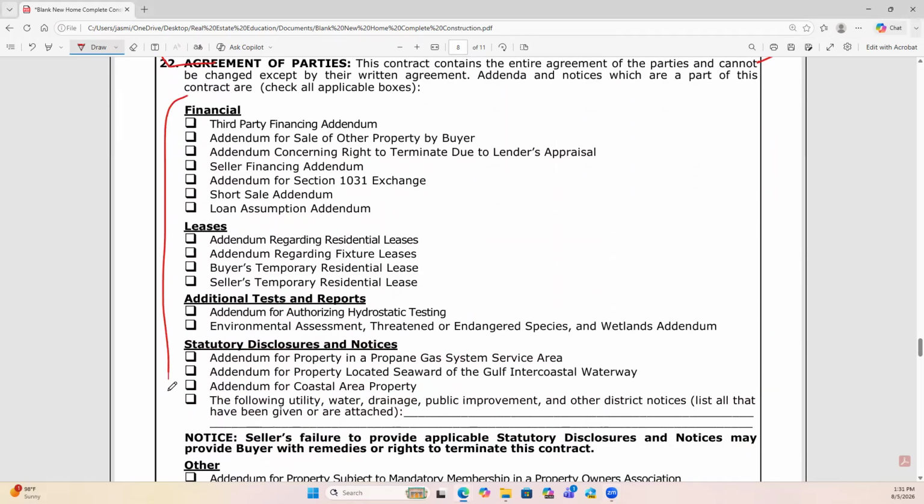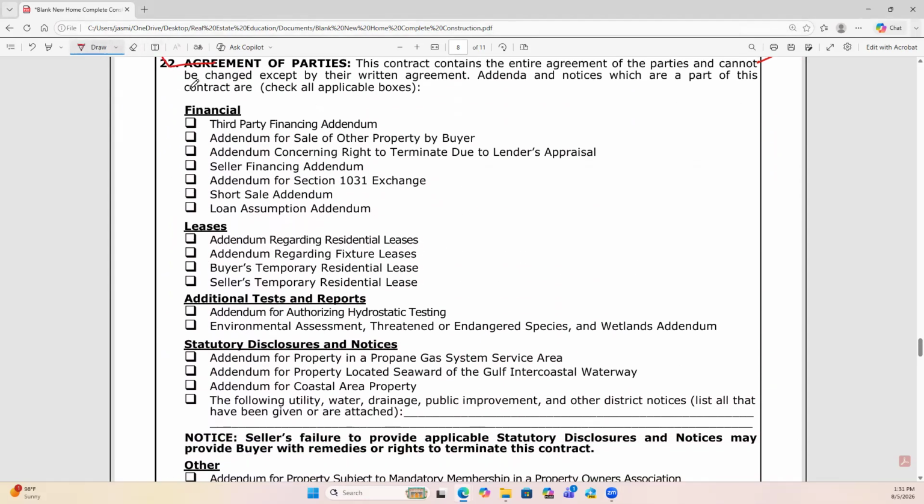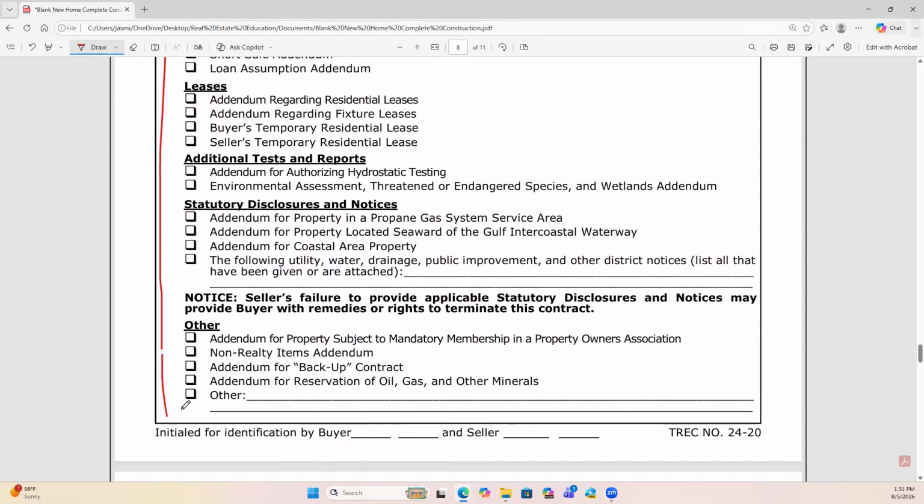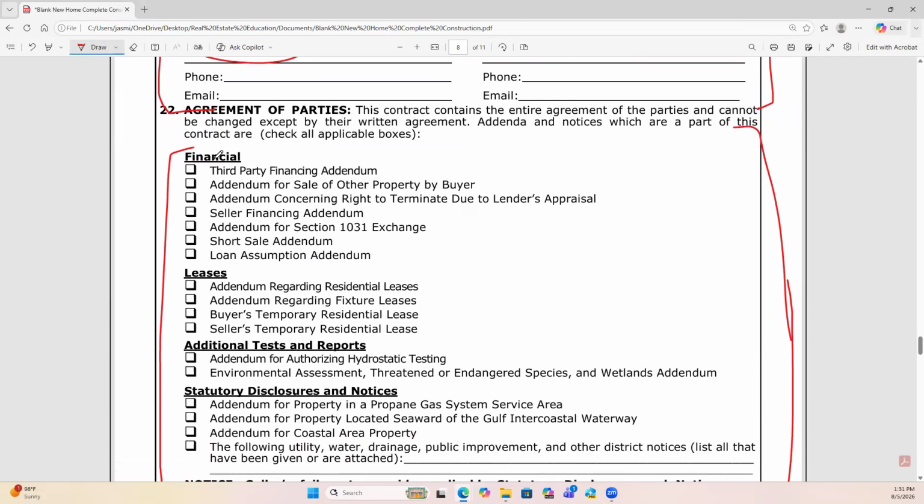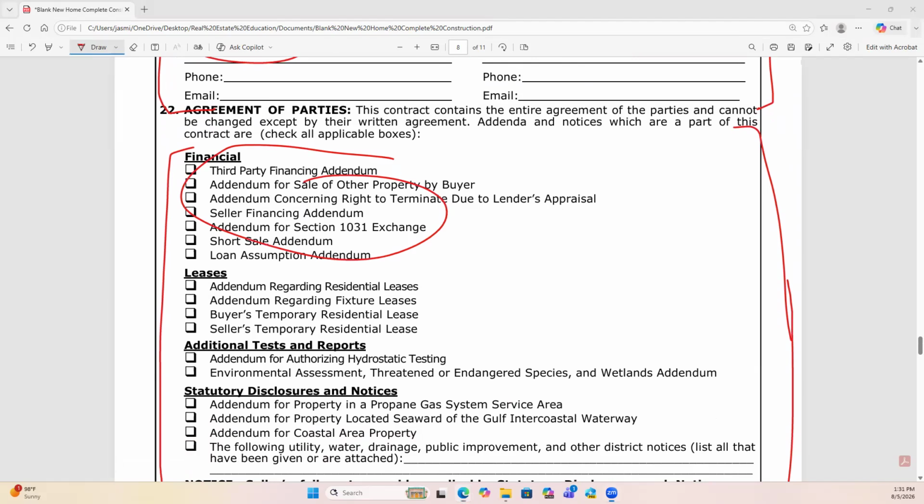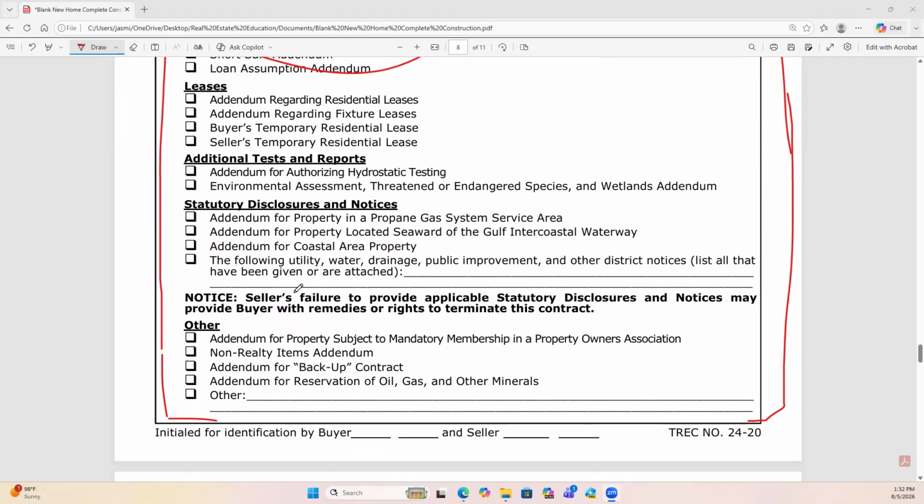The only other section that has changed, it's not necessarily information that changed, but more the way it's listed, is our addenda and notices. TREC has organized it very neatly for you. If you need to add a financial addendum, here are all of the financial addenda, so you can pick the one you need. If you're looking for addenda related to leases, they've organized them for you. Even all of the additional disclosures and notices are organized.